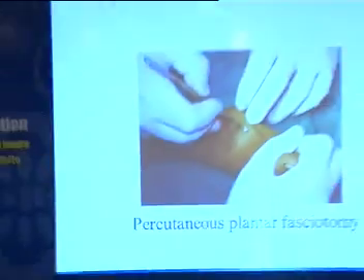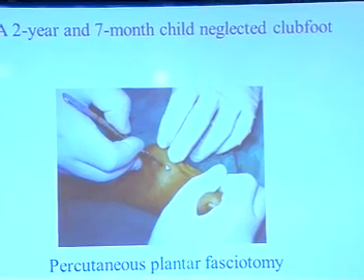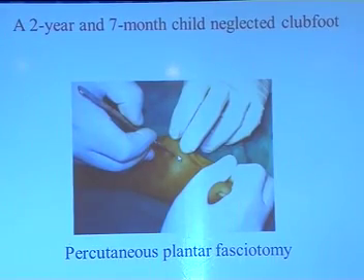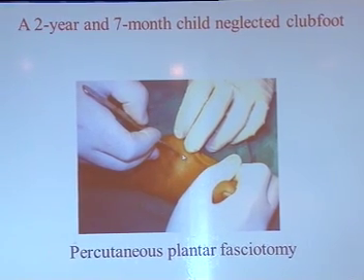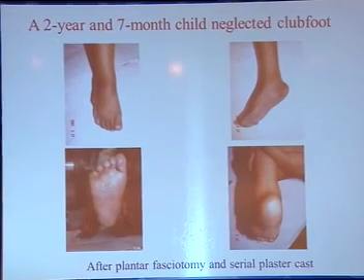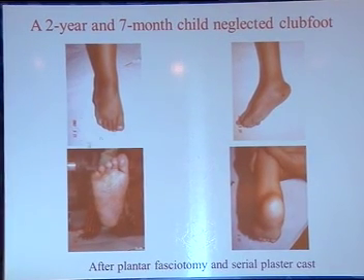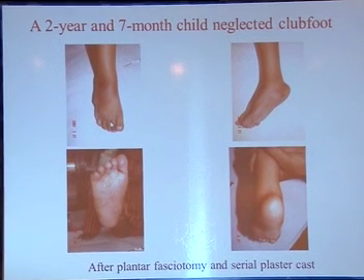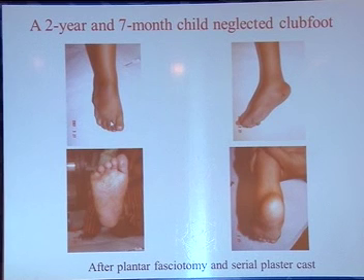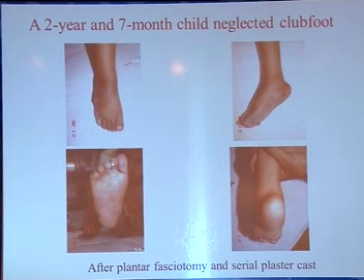So what we do, this is done under local anesthesia. Just feel the calcaneus, take the number 15 blade and rotate by 90 degrees. So what happens, the plantar ligament is very, very notorious. It is more notorious than the tendon Achilles. You can see that as soon as we have done the plantar fasciotomy and the serial cast, most of the deformities were corrected. Gradually we are getting the abduction over here.